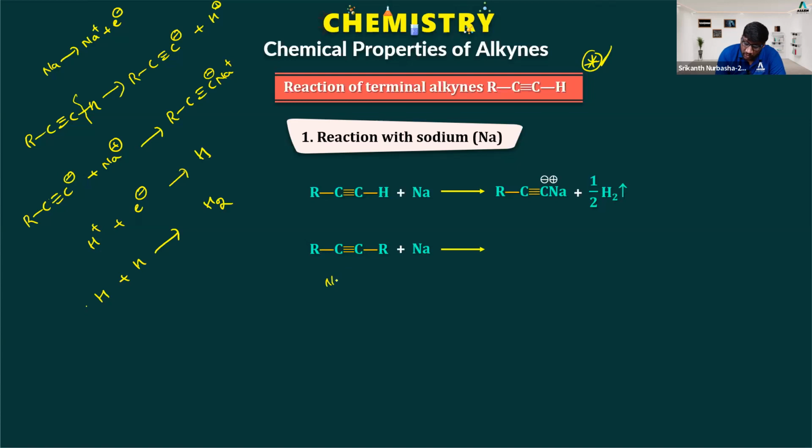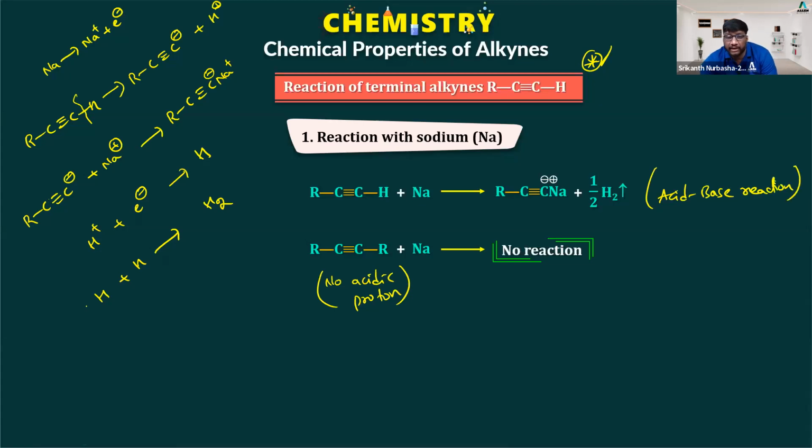No acidic proton. So it is not a terminal alkyne. If there is no acidic proton, there is no reaction with sodium to form the respective salts. It is a simple acid-base reaction, from which you can actually calculate the amount of H2 gas obtained also. CH3C≡CH plus Na will form CH3C≡C minus Na plus, plus half mole of H2.